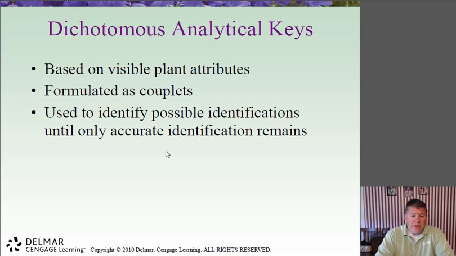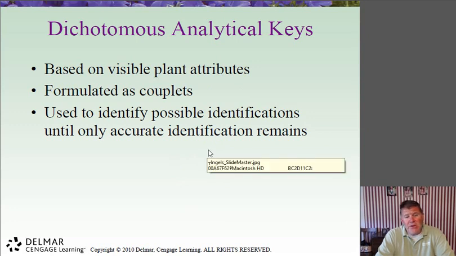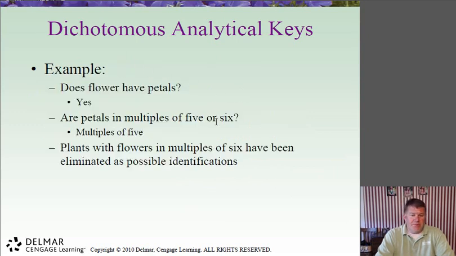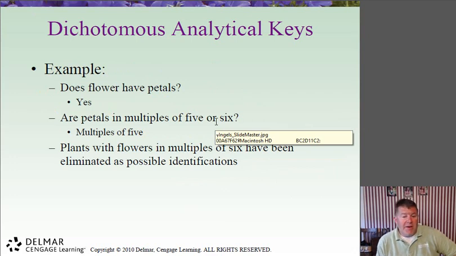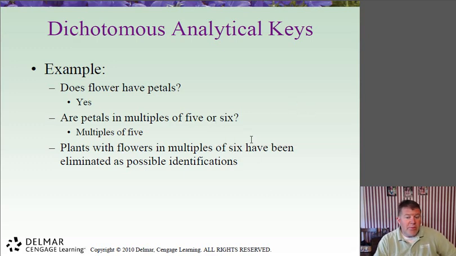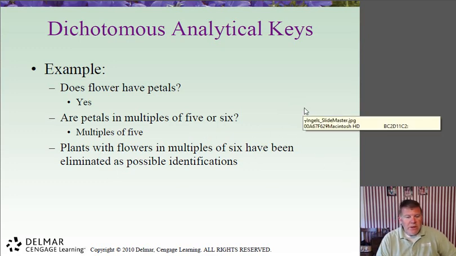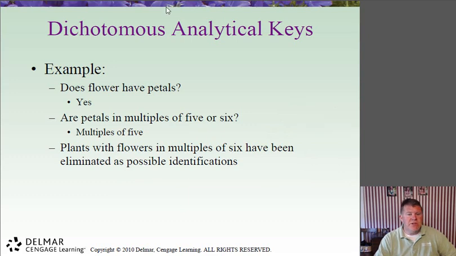Dichotomous analytical keys are based on visible plant attributes. They're formulated as couplets, and they're used to eliminate possible identifications until only the accurate identification remains. All right, example. Does the flower have petals? It's either yes or no. But if yes, are the petals in multiples of 5 or 6? They're in multiples of 5. Plants with flowers in multiples of 6 have been eliminated as possible identifications. So it is the process of elimination, guys.